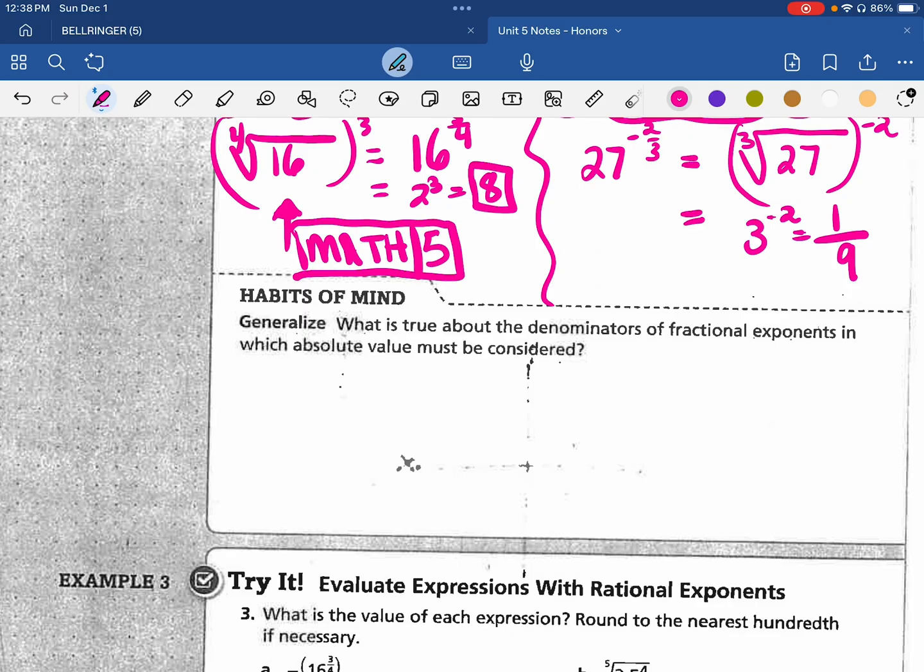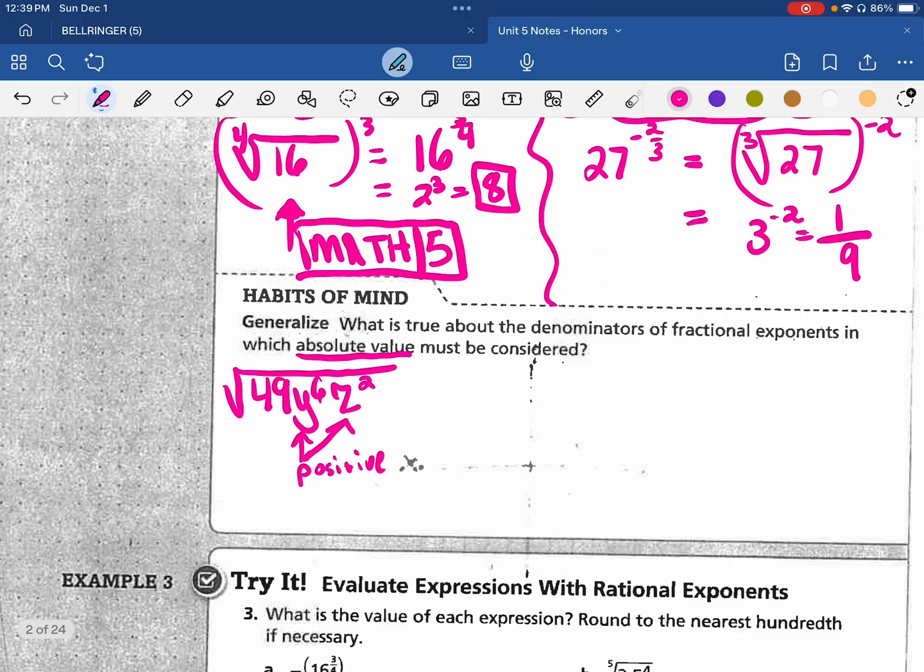All right. Let's just give an example about when you would use absolute value. Let's say you were evaluating the square root. Of course, you don't have to put a 2 in there. It's an understood 2. 49 y to the 6th z to the 2nd. All right, now our exponents for our variables are even. So we know that y and z have to be positive integers or positive numbers. You don't know.